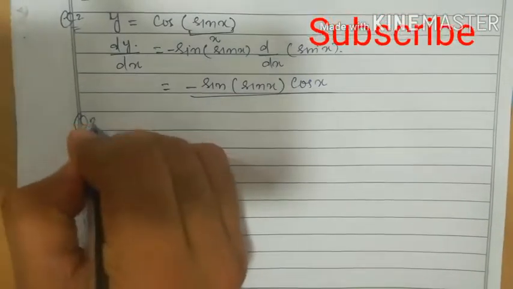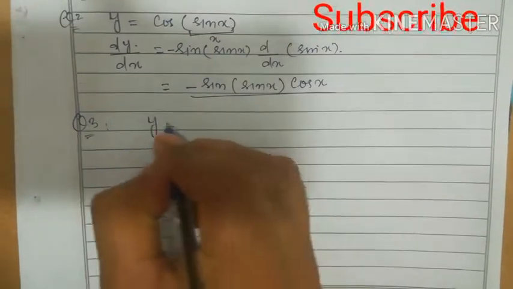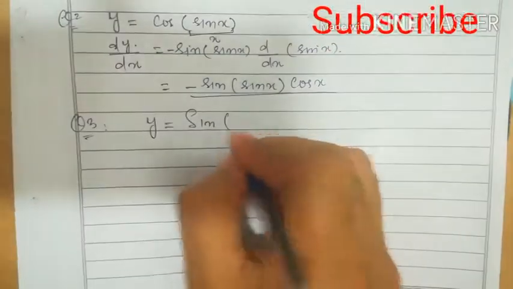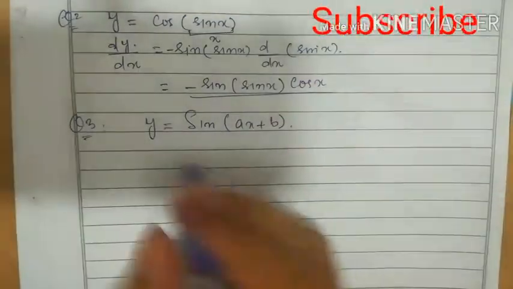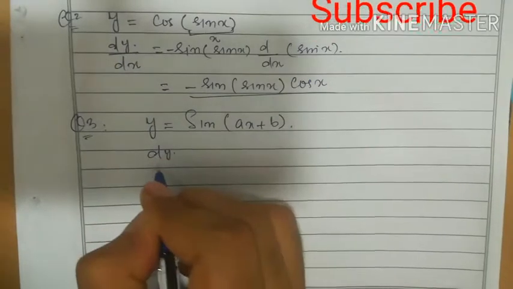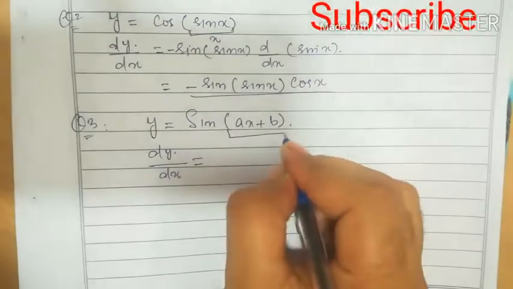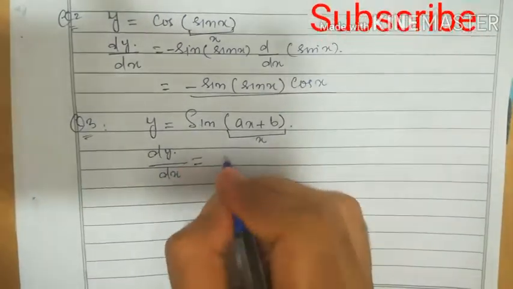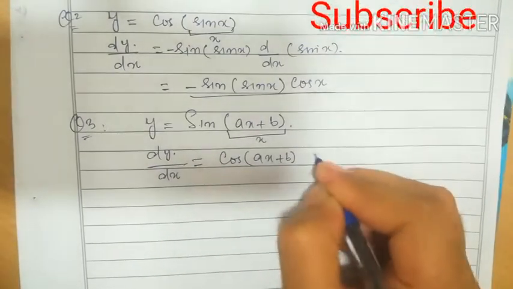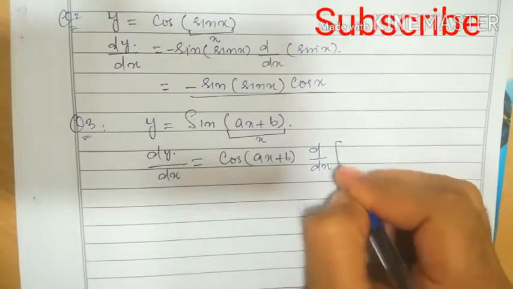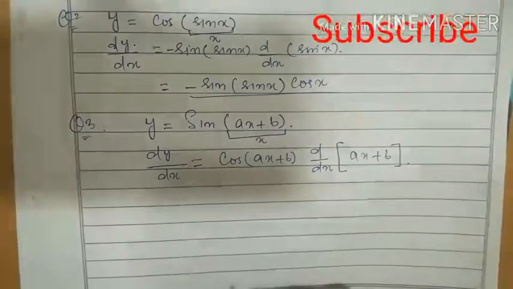Similarly, question number 3 is sin y is equal to sin(ax plus b). Same way, differentiate with respect to x. dy divided by dx is equal to, just treat this as x, so differentiation of sin x is cos x, in place of x is ax plus b. So differentiation of this x, that is ax plus b. I hope it is clear.